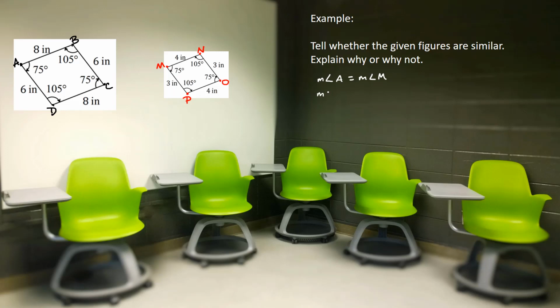And then we have the measure of angle B that corresponds to the measure of angle N. Those are equal. Again, we're rocking and rolling. Those look good. So measure of angle C is equal to the measure of angle O. And then our fourth angle measure here, angle D, equals the measure of angle P. So all of those are in corresponding positions.